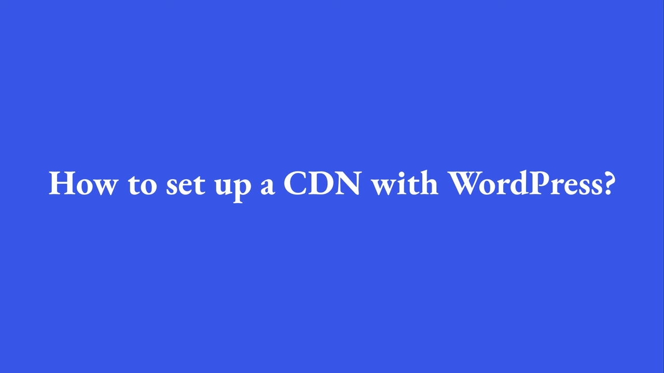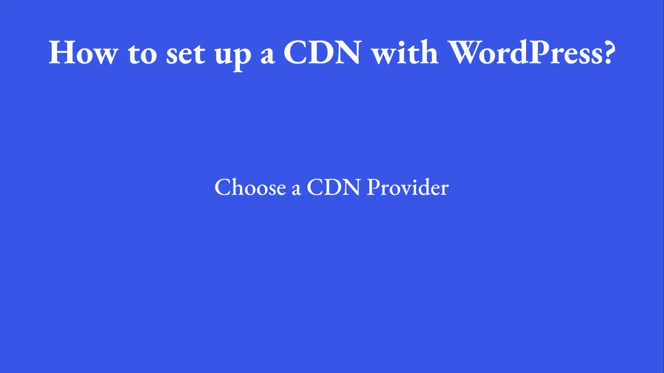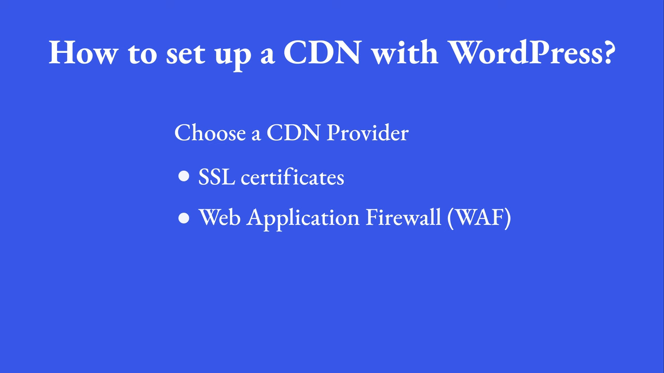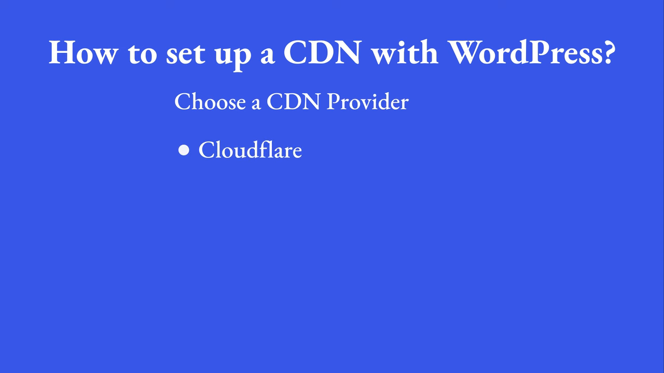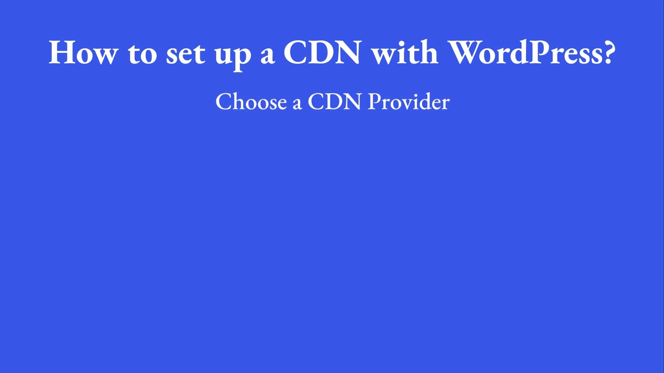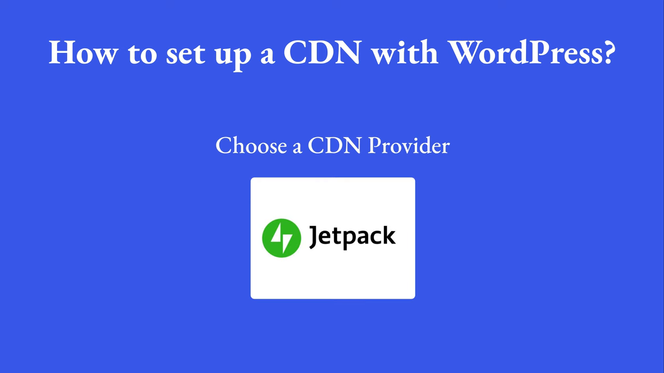Next, how to set up a CDN with WordPress. Let's walk through how to set up a CDN with your WordPress site. Firstly, choose a CDN provider. Some vendors offer free tiers, and most bundle other useful services such as SSL certificates and a web application firewall. So do some research to find a CDN provider that's right for your needs and budget. Popular options include Cloudflare, KeyCDN, Bunny.net, Sucuri, and Amazon CloudFront. Please note, if you already use Jetpack, enable its free CDN feature called Site Accelerator.